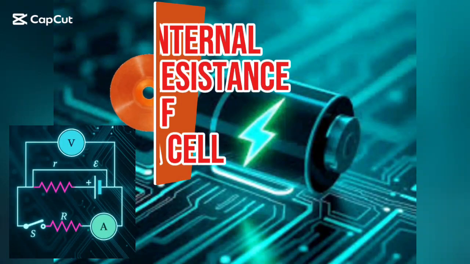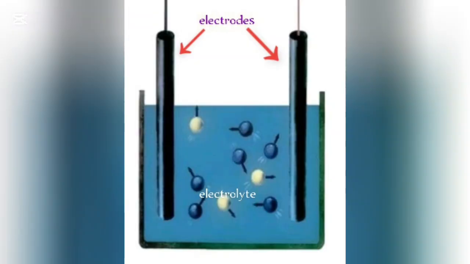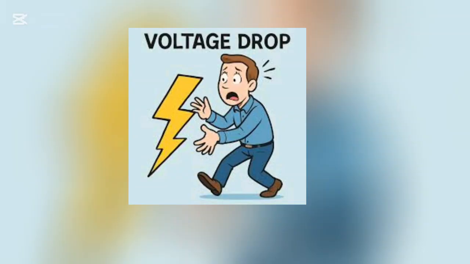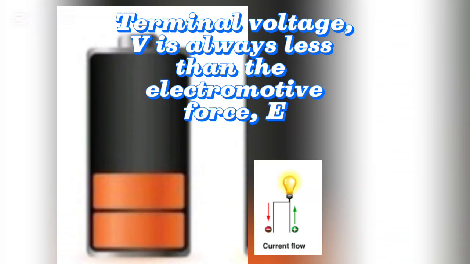Internal resistance of a cell. The internal resistance r of a cell is the opposition to the flow of current within the cell caused by its electrolyte and electrode. It results in a voltage drop inside the cell, meaning the terminal voltage V is always less than the electromotive force EMF E when current is flowing.